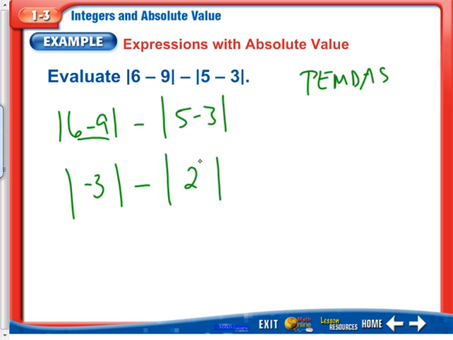Now I'm going to take care of my absolute value symbol. So how far is negative 3 from 0? Well, it's 3 units from 0. Minus, how far is 2 units from 0? Well, it's 2 units. Okay, so positive 2 is 2 units from 0. Now we had the minus symbol, so we just kept bringing that down. We had subtraction. And 3 minus 2 is 1. So that's our answer for this problem. Notice again, we had to take care of what was inside the absolute value symbol first, and then we can evaluate the actual absolute value symbol.